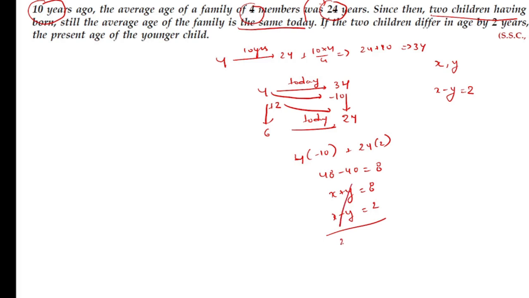The 2 cancels. 2x is equal to 10. This implies x is equal to 5. When x is equal to 5, y is equal to 5 minus 2, which is 3. So what they are asking is the age of the younger child, y, who is less in age. That is 3, the answer.